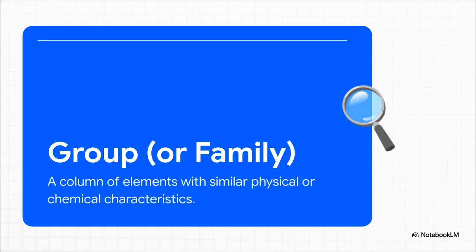Right, so like we said, a group is just a vertical column. And the reason we call them a family is because they all share this really strong resemblance. Not just in how they look, but, and this is the important part, in how they act, chemically speaking.